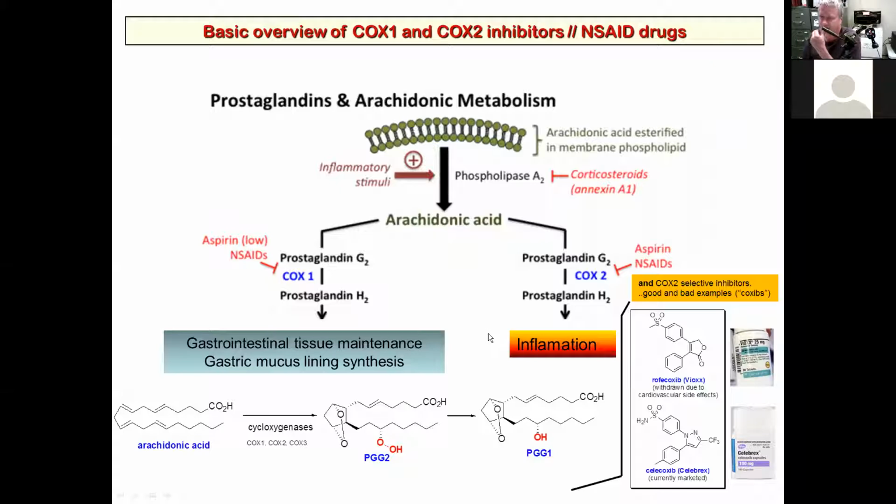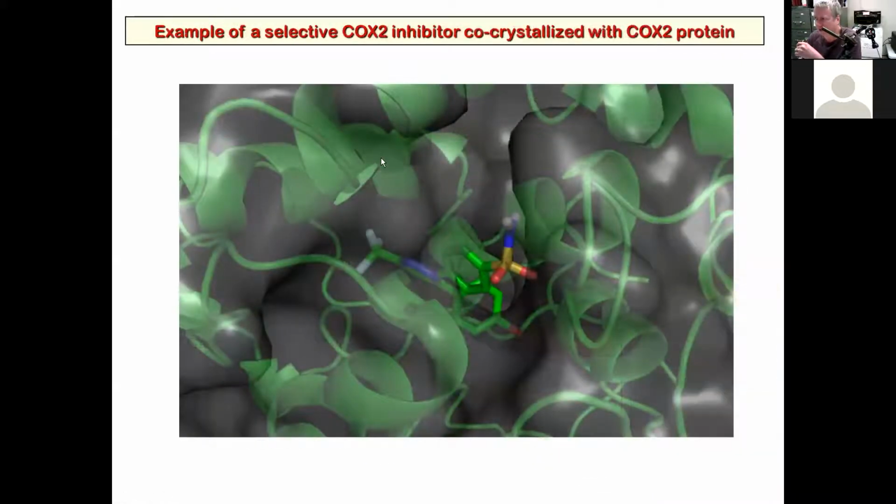So one of the nice things about cyclooxygenase is that it's one of the early enzymes that we've been able to do X-ray crystallography with and actually design the drug to fit into the pocket. And I think I have a picture of that. Yeah. This is one of the generic X-ray crystal structures of a selective COX-2 inhibitor co-crystallized with the COX-2 protein. And so it's cool being able to do this. It's called structure-aided drug design, where we're using the structure of the protein as a template to design the molecule. And drug companies can do this really well nowadays.